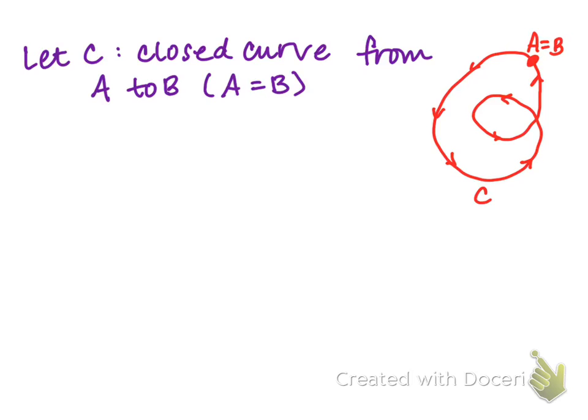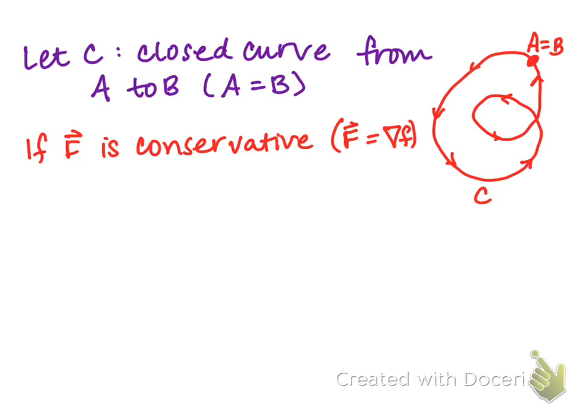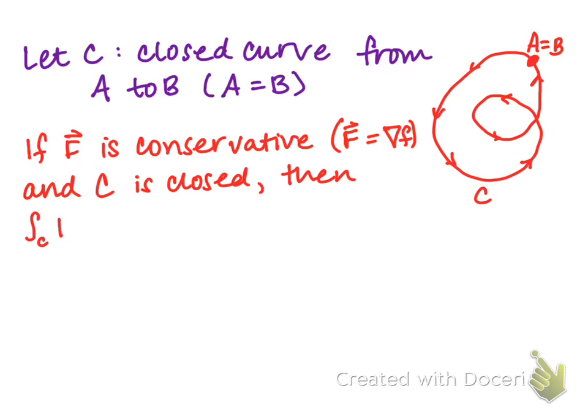Okay, so if F is conservative, so that means that the vector field F must equal the gradient of some potential function little f, and C is a closed curve, then the line integral over C of F dot dr must equal 0.